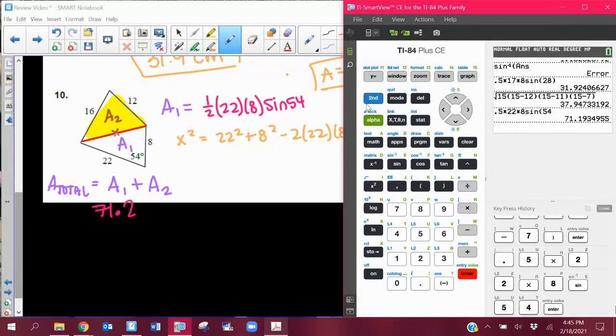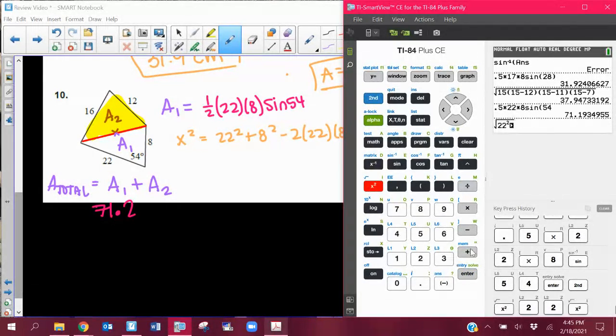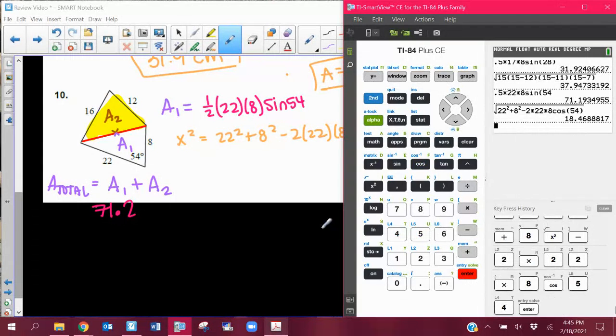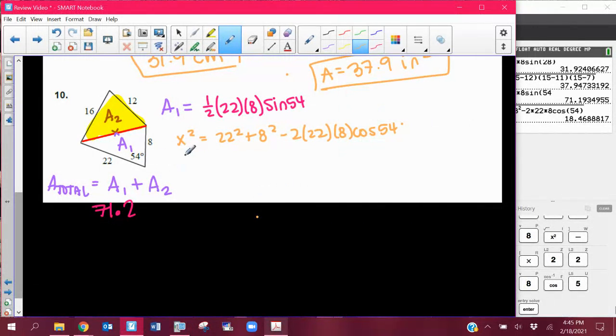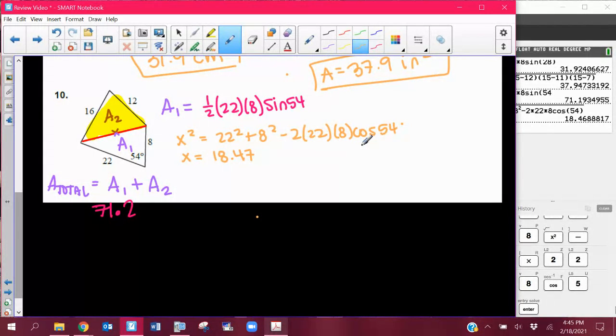So again, when I'm solving this, I can just put all of this underneath the square root. 8 squared minus 2 times 22 times 8. And then the cosine of 54. I hope I typed all that in right. Otherwise, we're going to have a problem. Okay, so I get that that side is about 18.5-ish. Again, I already took the square root, so I'm good at this point. Here, I'll just make it 18.47, just to make everyone feel better.